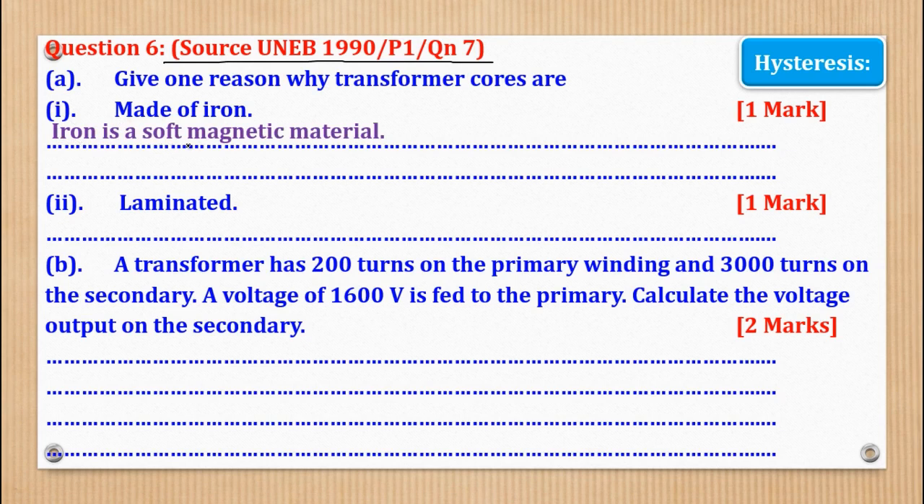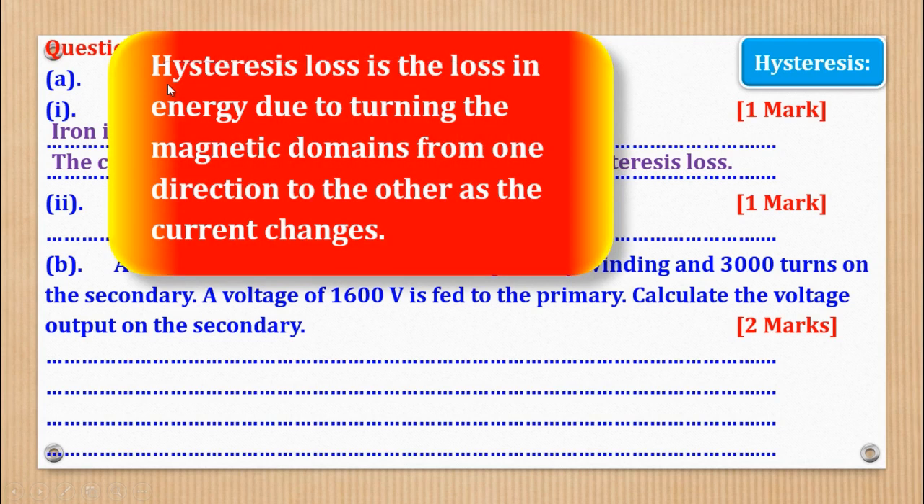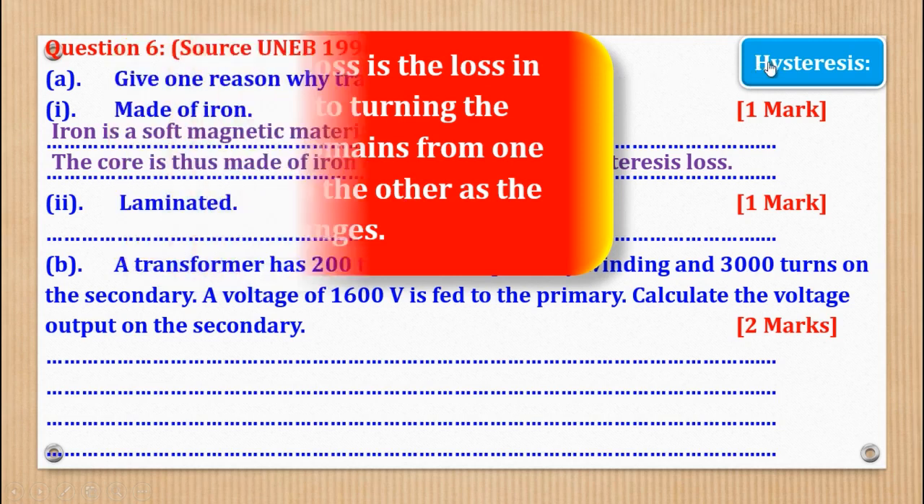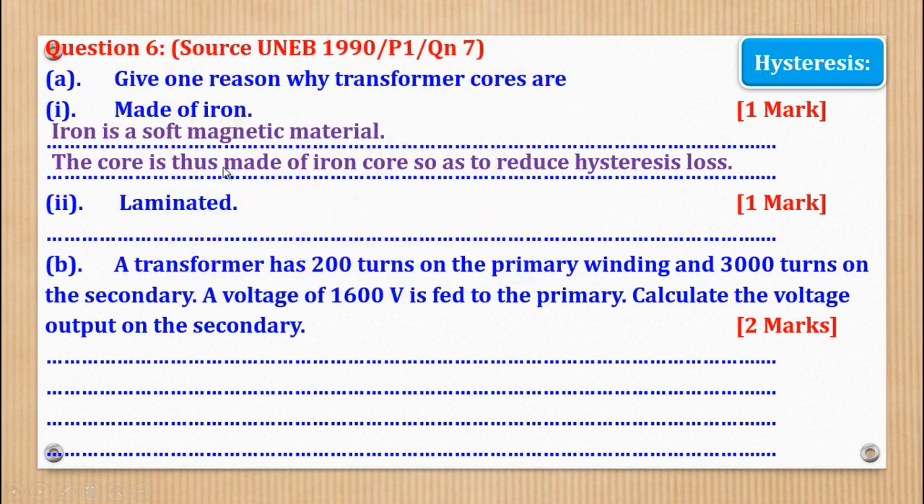So iron is a soft magnetic material. We have to first remember that, and therefore the core is made of iron so as to reduce hysteresis loss. You have to remember that hysteresis is the loss in energy due to turning the magnetic domains from one direction to the other as current changes. Since iron is a soft magnetic material, it is easy to magnetize and also easy to demagnetize. So basically that's why it is used.